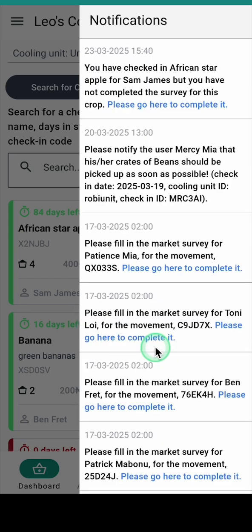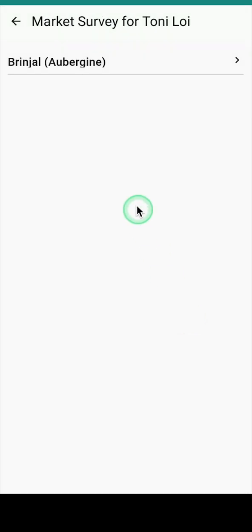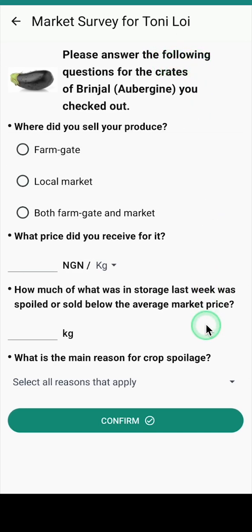For example, let's try to fill in this market survey here. What we can do is click on the blue part of this notification and a market survey will open where, for this specific user, we are asked to complete very quick information about the aubergine or eggplants that the user has been storing last week. As you see here, the survey is very short. It just asks you 3 questions.